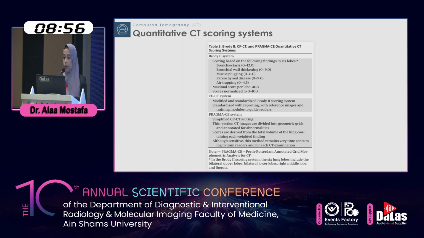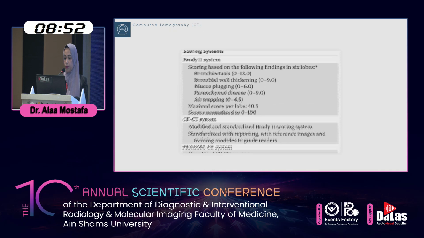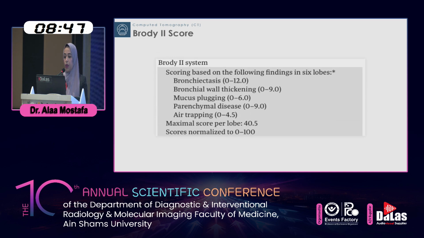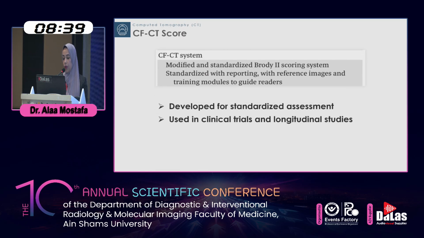Now, we will talk about the new quantitative scoring systems by CT in the evaluation of cystic fibrosis. PRAGMA-CF score. This scoring system evaluates the extent and severity of lung damage. It's widely used in clinical and research settings. The CF-CT score is a standardized CT interpretation and is particularly useful in clinical trials and longitudinal studies.